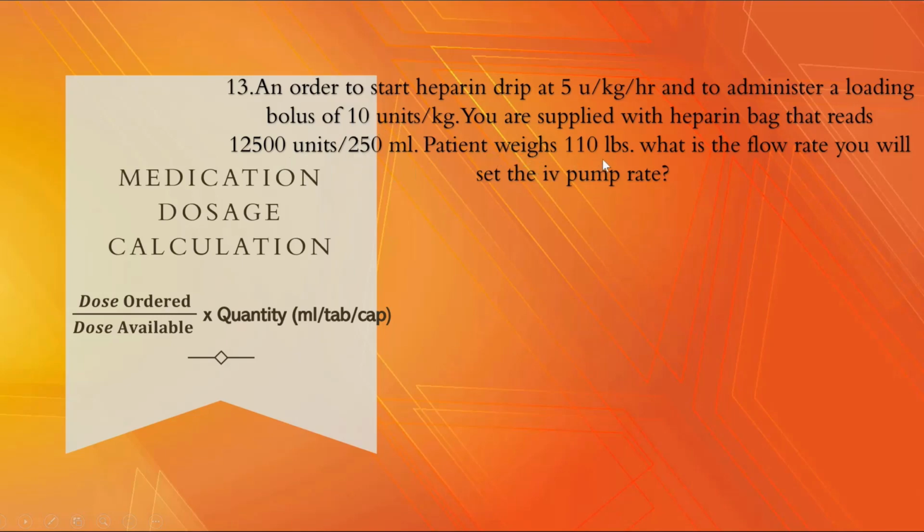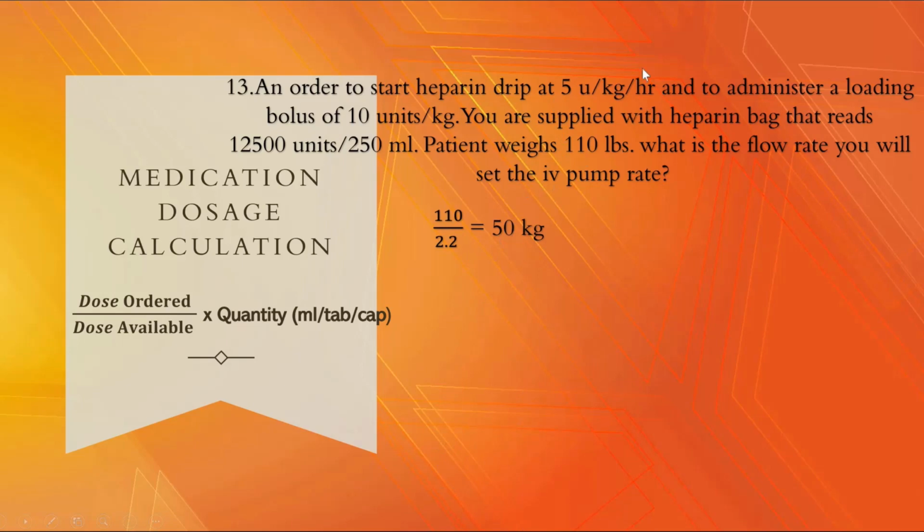Patient weighs 110 pounds. So you have to find the dose ordered for this patient. What is the flow rate? You will set the IV pump rate. So let's calculate the weight now. 110 pounds, to convert it to kilogram, you divide by 2.2, that gives 50 kilogram.